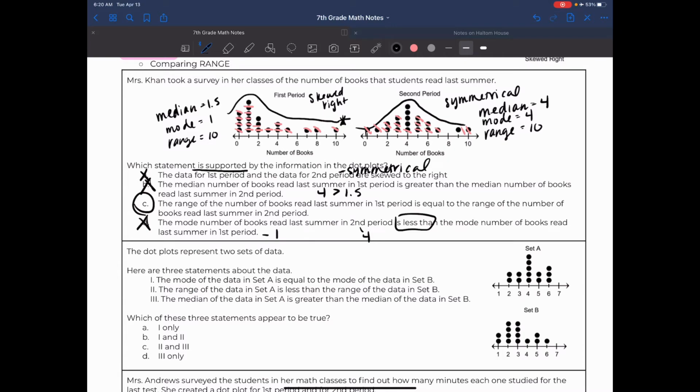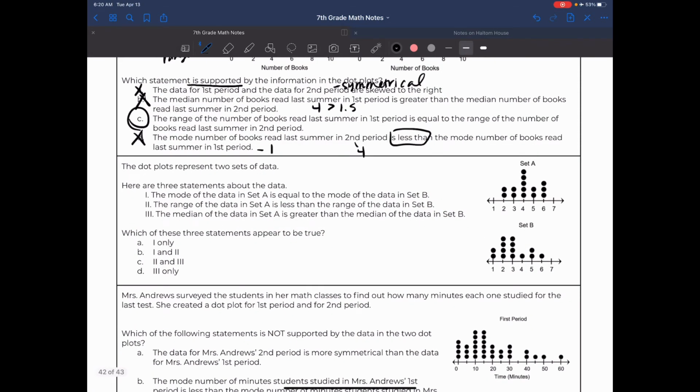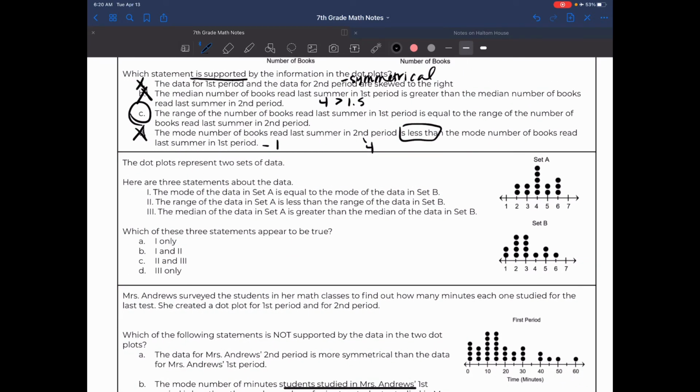Okay, so let's try it again, because you know we're going to do it again. The dot plot represents 2 sets of data. First, let's observe. Here's data set 1. I don't really see anything that's truly either symmetrical or skewed. Okay, so my range for data set A, I have dots on 6 and 2, so my range is 4. Data set B, I have 1 and 6, so 6 minus 1 is 5, so my range is 5 for data set B. The mode, here, I guess we should probably label them, right?